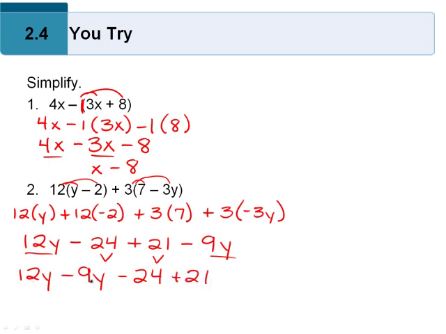So 12 minus 9 is going to be 3y, and negative 24 plus 21, subtract there and keep the bigger sign, would be negative 3. And that's your answer, 3y minus 3, because you can't do anything else there.